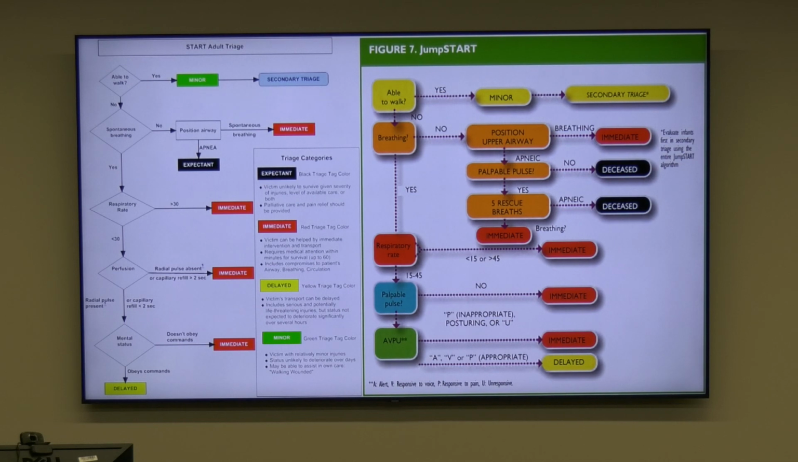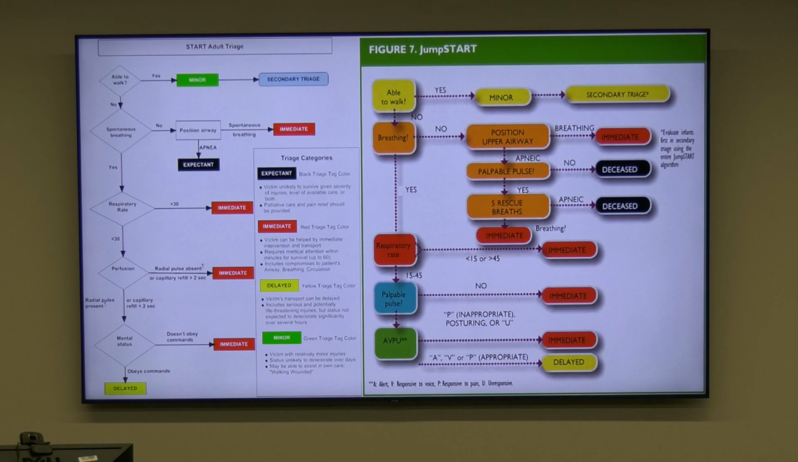If they have absent radial pulses or capillary refill of greater than 2 seconds, then they are again immediate. And if their radial pulse is present or their capillary refill is less than 2 seconds, then you check their mental status. If they cannot obey commands, they go back to the immediate section, and if they are able to obey commands, then they are delayed.